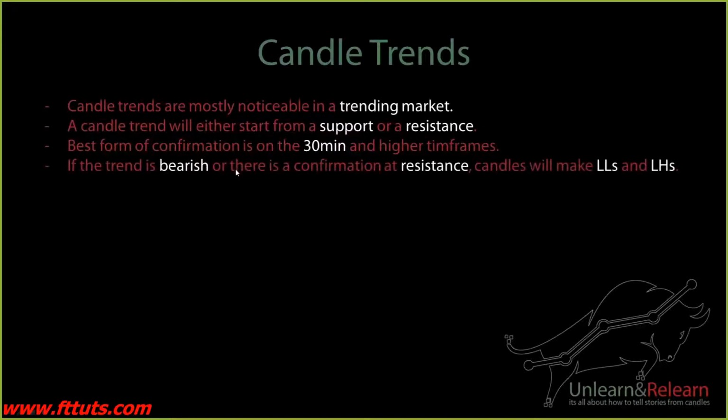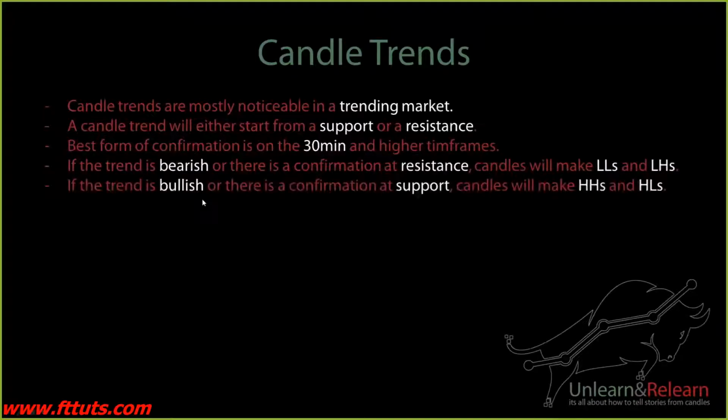If the trend is bearish or there is a confirmation at retest, candles will make lower lows and lower highs. Whenever price reaches a resistance and you have a candle closing bearish, there's a very high chance candles will make lower lows and lower highs. In the same way, if the trend is bullish or there's a confirmation at support, candles will make higher highs and higher lows. This is an extremely important concept.